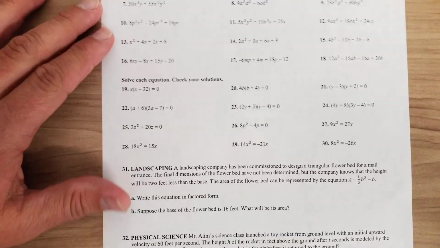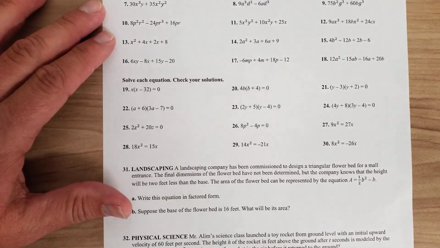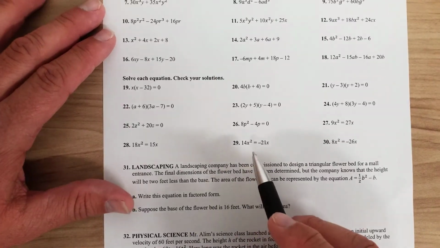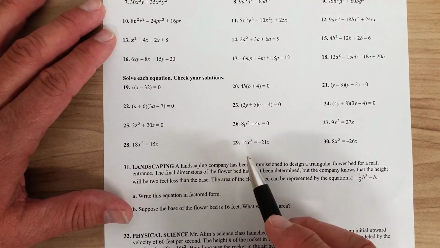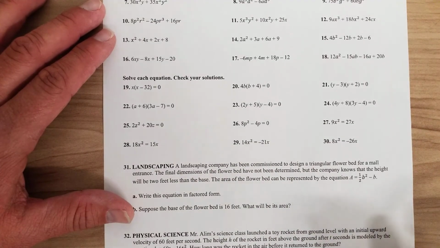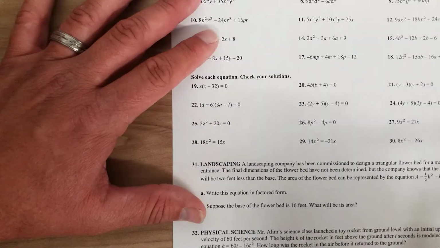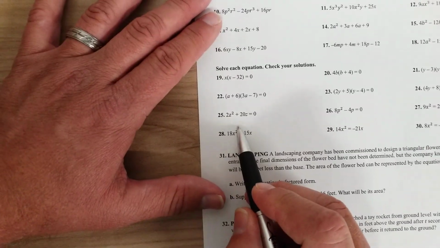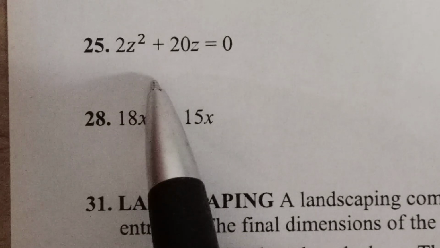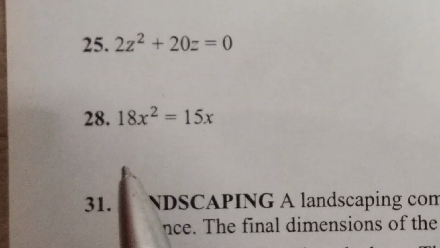Okay, so we've seen a few of these problems, but we haven't really talked about how to solve these quadratic equations when it's not a 1 A M trinomial, or when it's not a slip and slide, or when it's not a difference of squares, such as problem number 25. 25 says 2z squared plus 20z. Notice this is not a trinomial. There's only two terms, and it's not the difference of squares.